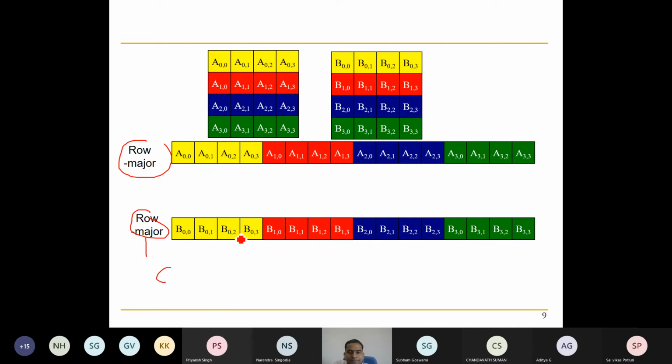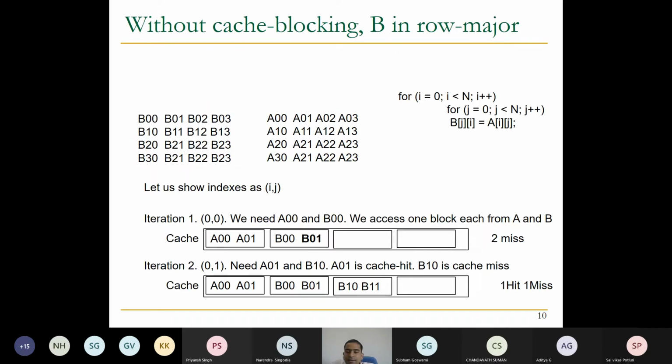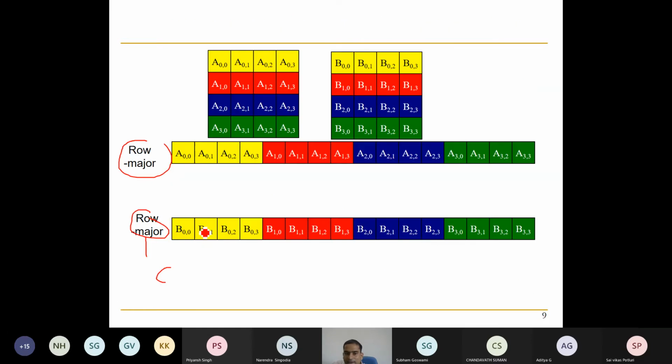Okay, very good. Now, this remains same, this remains same, this remains same. Till this point also it remains same. I need A00 and B00. However, when I fetch B00, another data element which comes with it is B01. As you can see here, when I fetch B00, I also fetch B01.